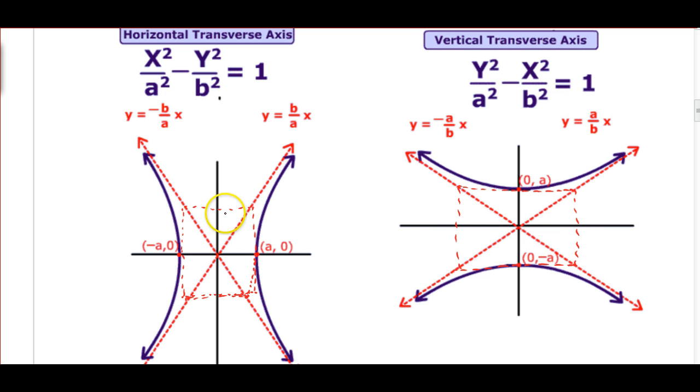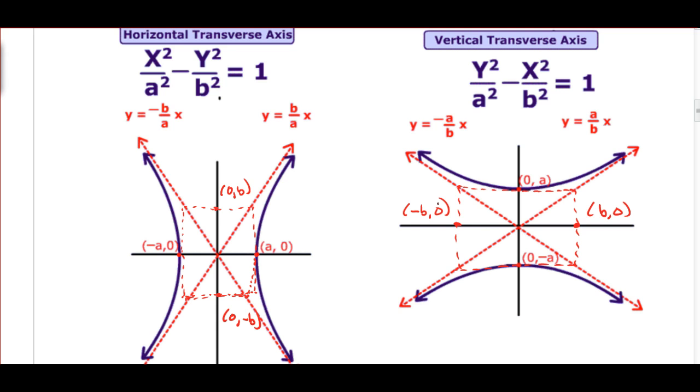And this would be 0, b, and this would be 0, negative b. Again, we're centered at the origin. And then over here I would have b comma 0, and over here I would have negative b comma 0.